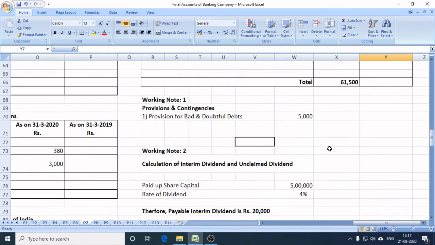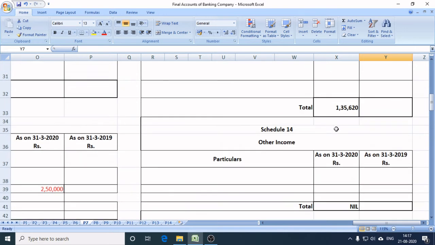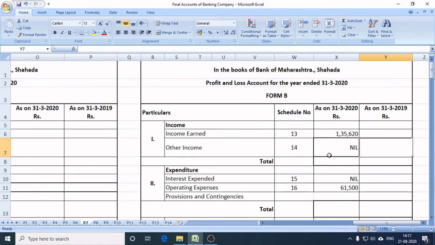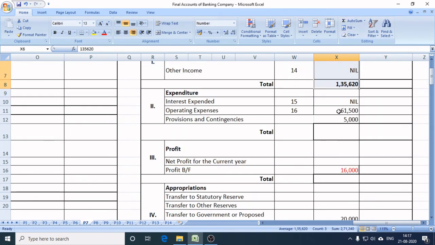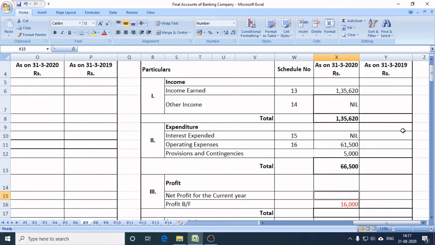Now provisions and contingencies, I think we have a figure of 5,000 here, so I'll type here rupees 5,000. Now therefore the total income is 1,35,620, and the total expenditure is 66,500. Now let's calculate the net profit of the current year. For that, from the total of the income, that is 1,35,620, we should deduct the total of expenditure, that is 66,500. Therefore the current year profit is 69,120.